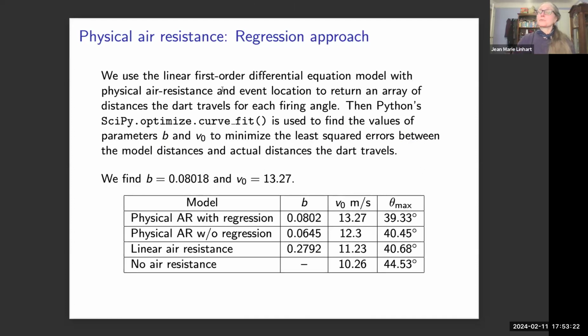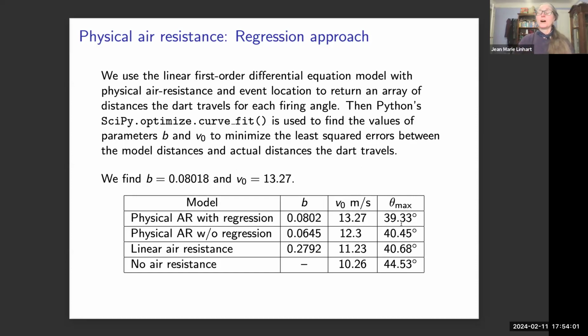The next piece of the project, if anybody has time to do it, is to use a regression approach. You can use the differential equation model with all of the data that's been collected to estimate your parameters. I use the curve fit routine in SciPy to do this. With regression, our B, or parameter for air resistance, was 0.0802. Without regression, we found 0.0645. Our initial velocity is again a little bit higher, and the theta that maximizes the distance is 39.33. So that goes down a little bit.